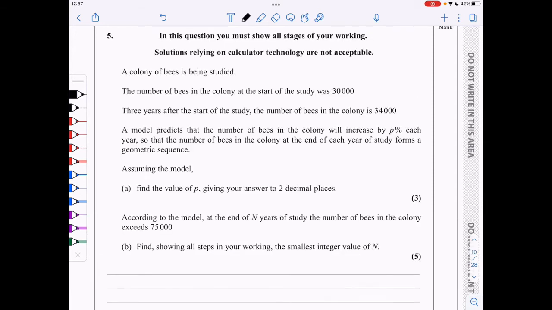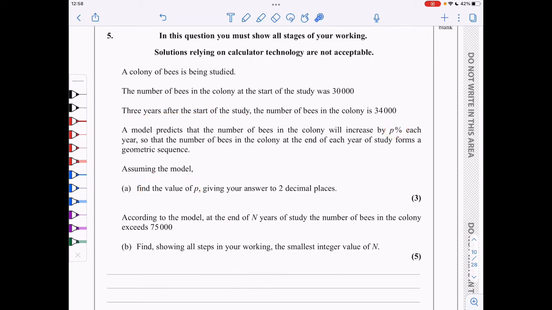In question 5, we've got a colony of bees under study. We know that at the start of the study we have 30,000 bees, and 3 years after the start of the study we have 34,000. The suggested model is predicting an increase of p% on an annual basis so that we form a geometric sequence. And we need to find the value of p. Now, being told that 3 years after the start of the study means at the end of year 3.